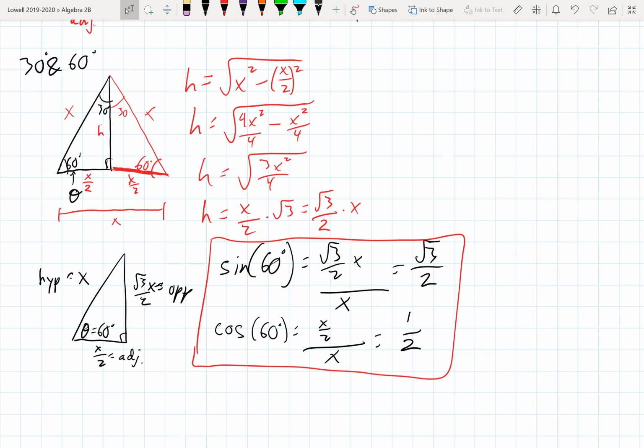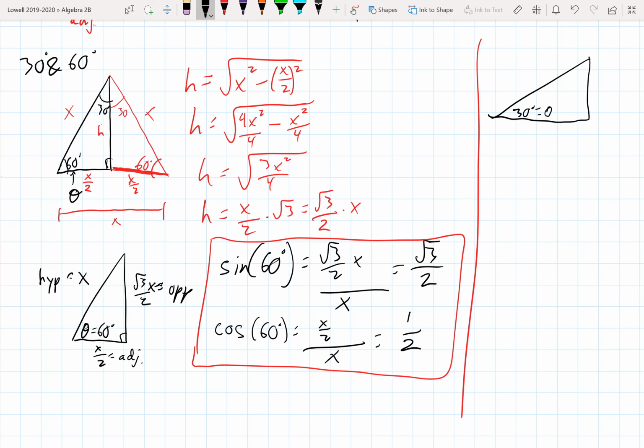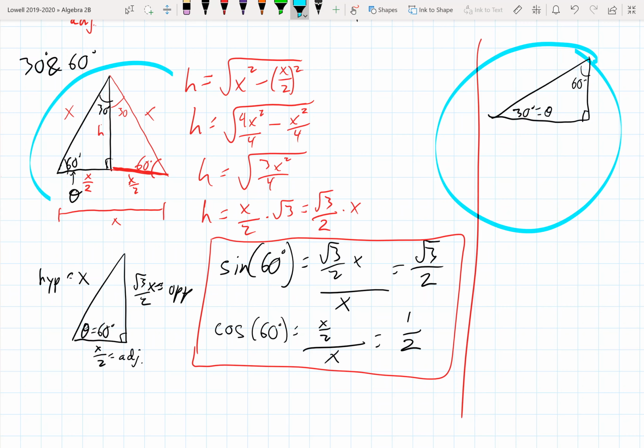The 30-degree triangle, you notice that the triangle is actually going to look exactly the same, just on its side. So if I split this right here, I'm going to draw that triangle. Just now, here's my 30 degrees, and that's my theta that I'm interested in. That would mean this leftover piece has to be 60 degrees. This picture and this picture are exactly the same. You just turned your head.